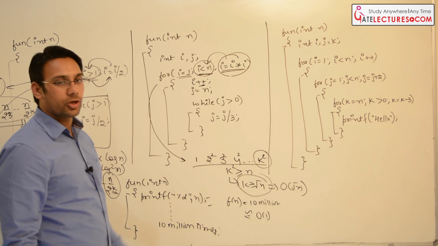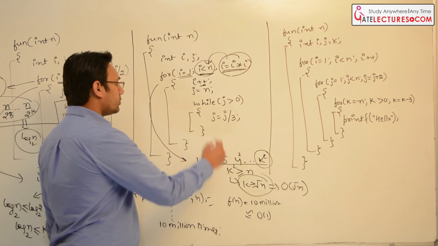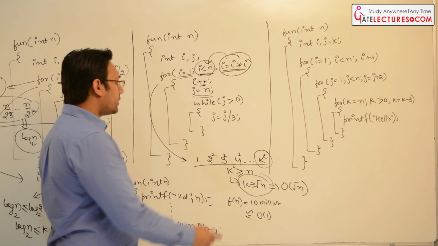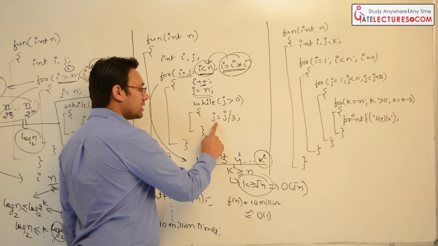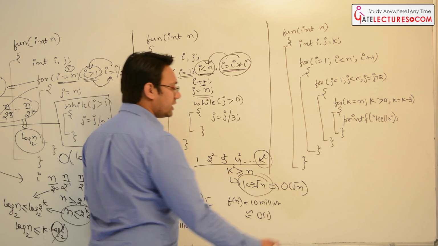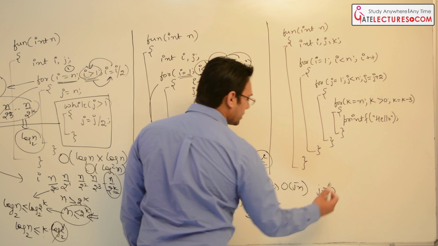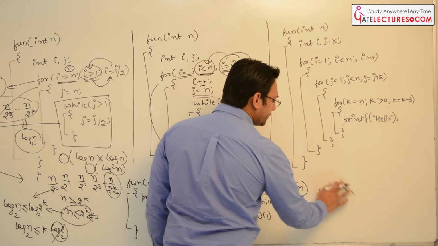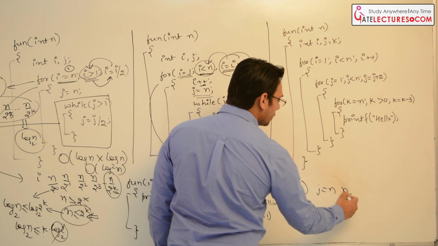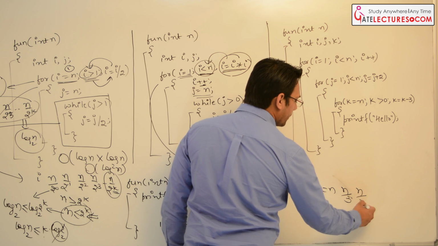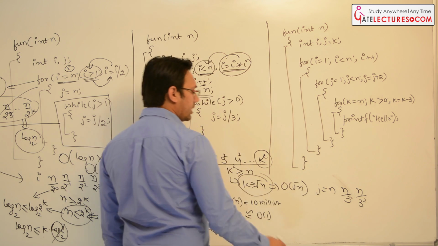Now let us talk about the inner loop. In the inner loop you can see every time j starts from 1, and every time what is happening here is we make j equal to j divided by 3. That means if the initial value of j is n, then the next value of j will be n by 3, and the next value of j will be n by 3 square. Next time the value of j will be n by 3 cube.